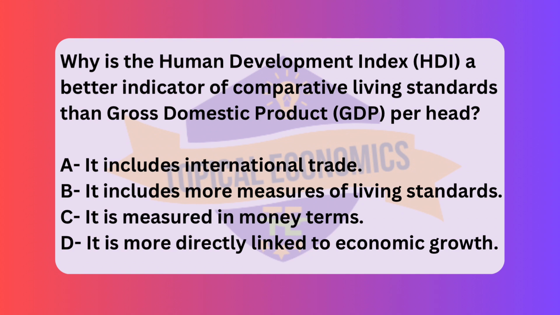Lastly, option D. It is more directly linked to economic growth, is also incorrect. The HDI is not just a measure of economic growth. While GDP per head directly reflects economic output and growth, HDI includes non-economic factors, health and education, and is not solely concerned with economic growth. It's designed to reflect the overall well-being of a population, not just its economic progress.